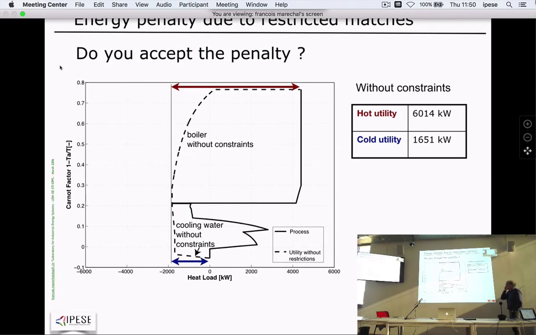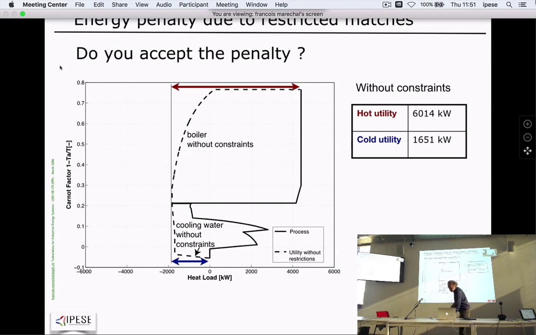Now the problem is that when I'm introducing this kind of constraints, I'm restricting the heat recovery. So it means that if I have not a complete list of streams in my problem, I will have to pay a penalty. So for example, here, this is what I'm calculating without any constraints. So I calculate here the hot utility flow and the cooling flow, which is needed with those values.